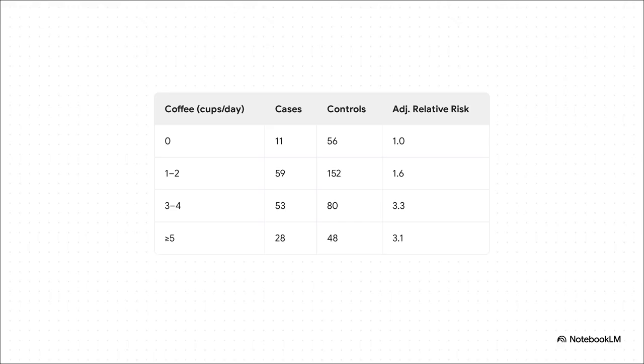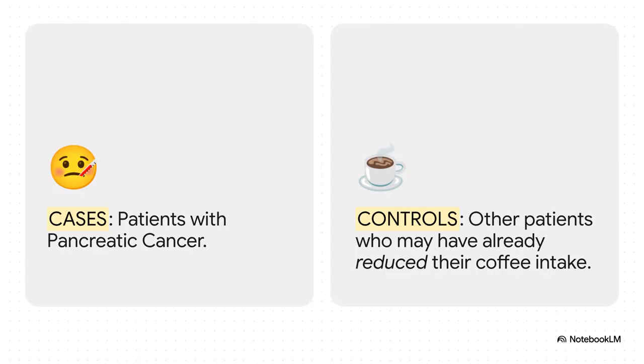Check this out. You can see what's called a dose-response relationship. The more coffee people drank, the higher the risk seemed to be. Now, in epidemiology, a pattern like that is usually a huge red flag that you found something real. But there was a fatal flaw hiding in plain sight. The problem, as you might have guessed, wasn't the cases, it was the controls. See, the researchers picked their control group from other patients in the same hospital, and a lot of these other patients had things like stomach ulcers or gastritis.